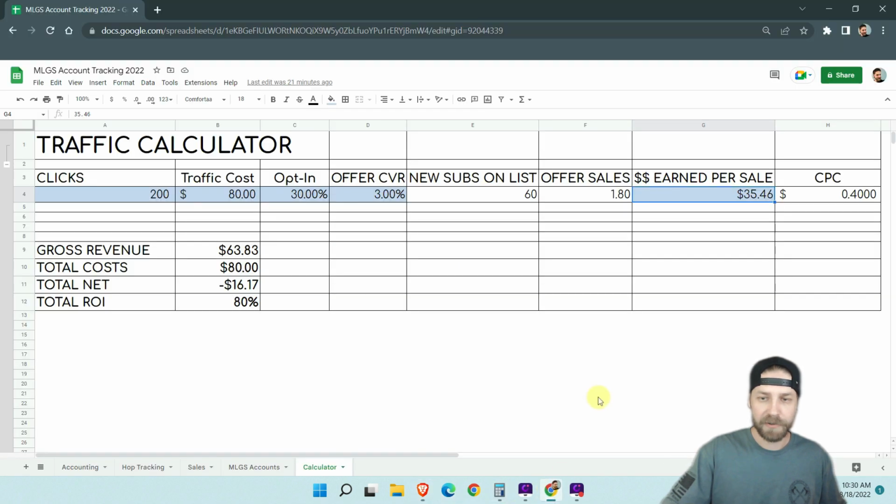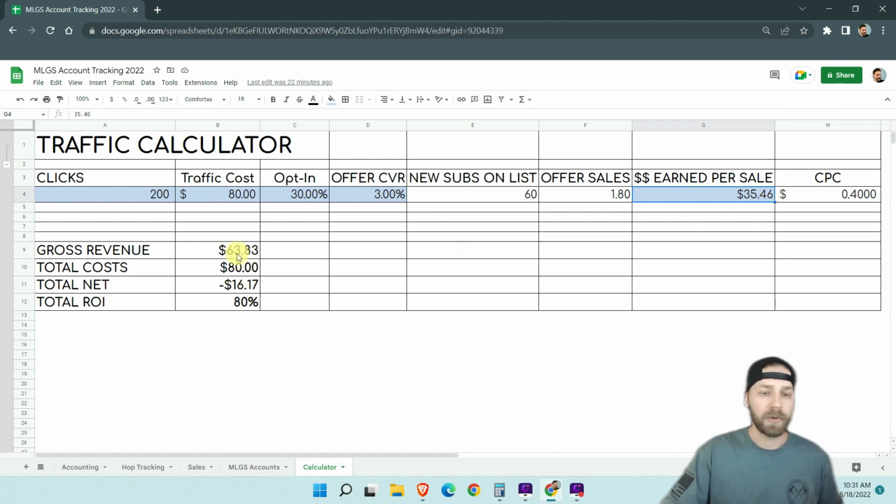So let's go back to the traffic calculator. It's 35.46. So if you were running this, this isn't guaranteed what you're going to get. You might get better, you might get worse. These are just numbers. I can't guarantee this is going to be accurate. This is just based on experience and my marketing knowledge.